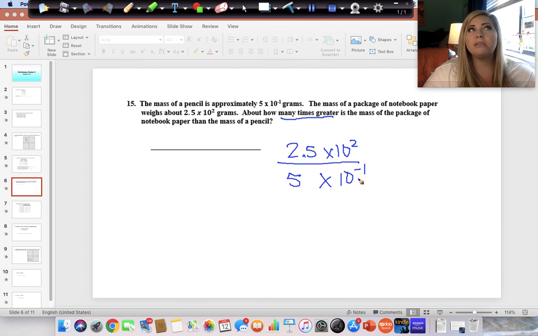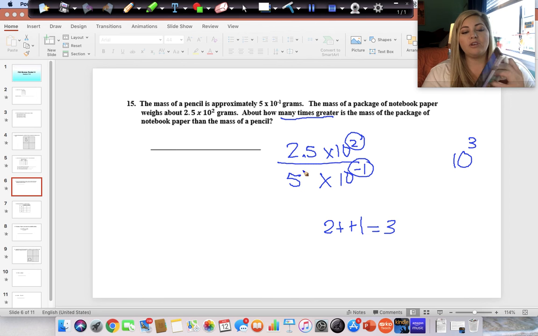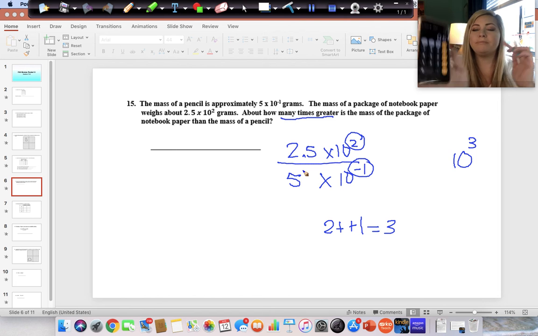When we are dividing exponents with the same base, what we're actually doing is subtracting them. So we're going to be subtracting 2 minus a negative 1, and 2 minus a negative 1 is actually 2 plus 1, which equals 3. So our 10 is going to go to the third power. And then we're really just dividing here. 2.5 divided by 5. You can use your calculator, but you could do this in your head. You know that 25 divided by 5 is 5, so 2.5 divided by 5 is 0.5.